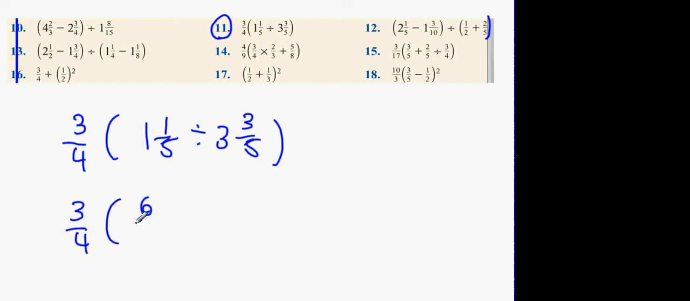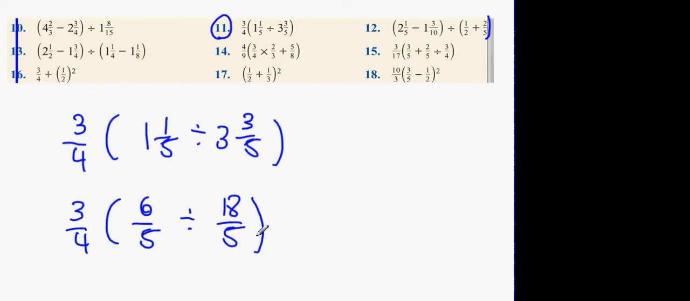Turn them to top heavies, and you get 6 over 5. And what's the second one? 18 over 5. 5 multiplied by 3 is 15, plus 3 is 18. 18 over 5.